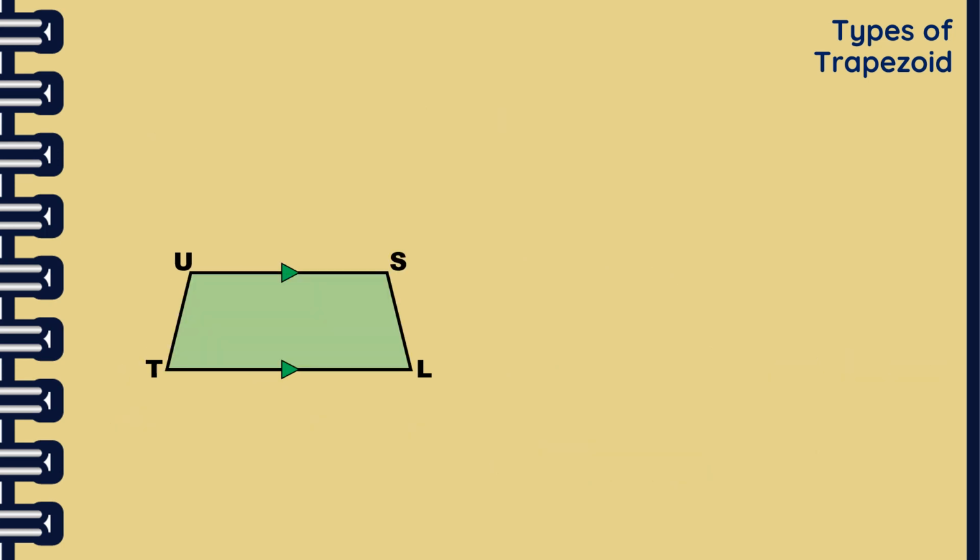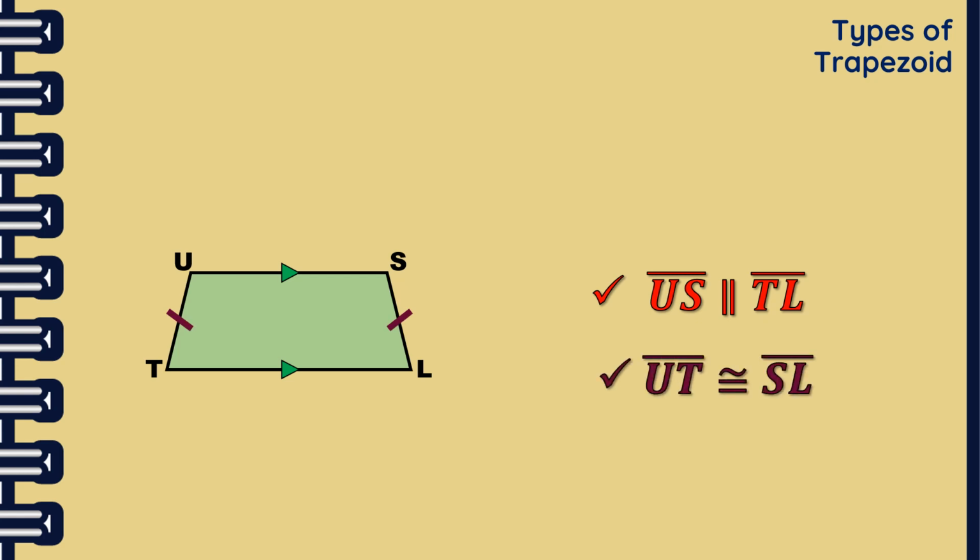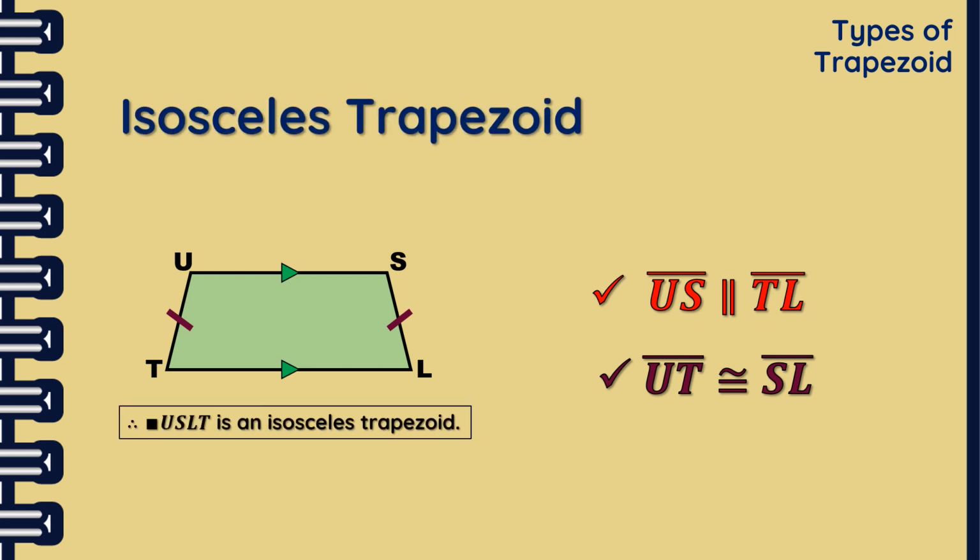In the figure, segment US is parallel to segment TL, and the two legs, segment UT and segment SL, are congruent. If a trapezoid has congruent legs, then the trapezoid is called an isosceles trapezoid.